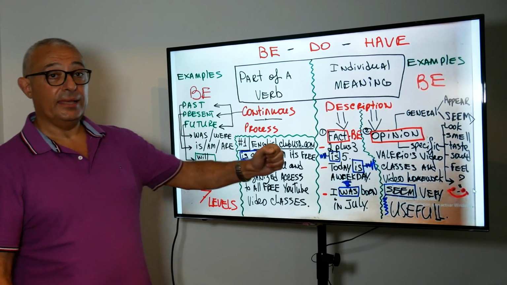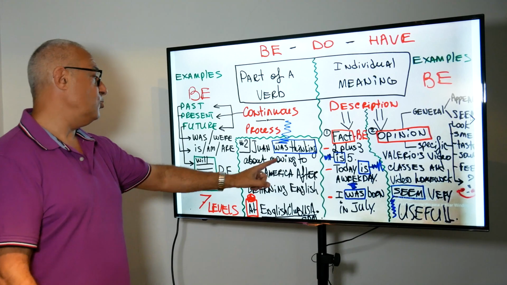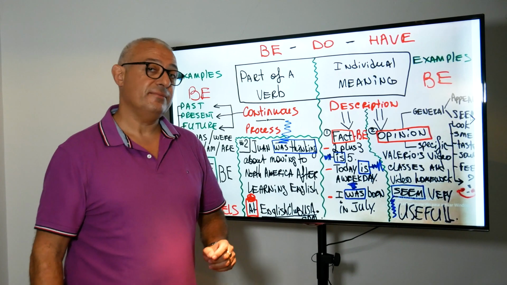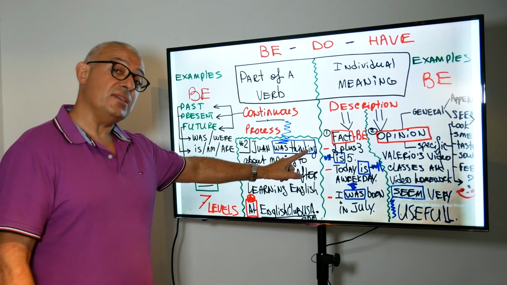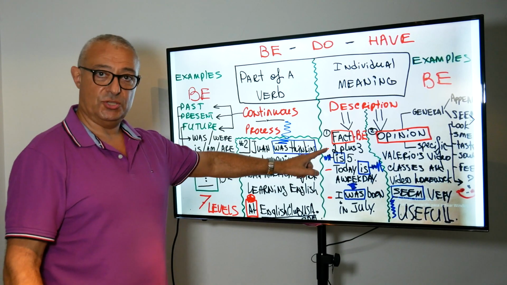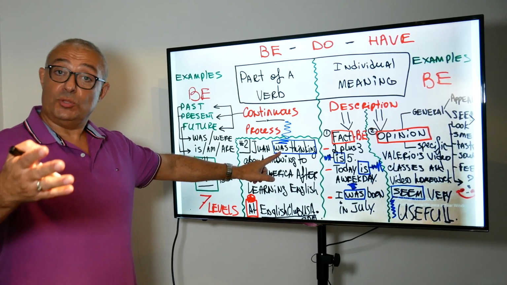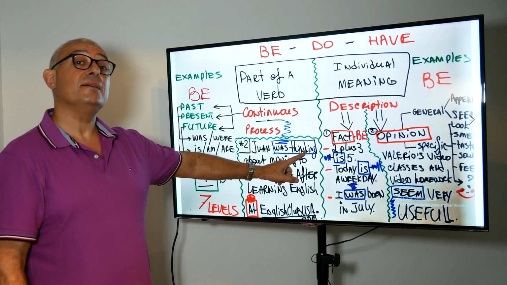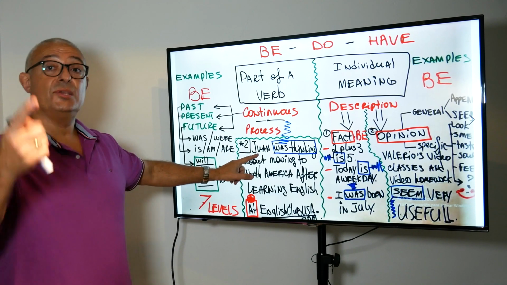Let's take a look at another example. In the second case, Juan was thinking about moving to North America after learning English at English Club USA. So in this case, the verb is was thinking. Again, thinking is a process because it has an ing, and because it has an ing, you must use verb to be. But in what way? Is it a past, a present, or a future? Well, that tells me that thinking, the process, is in the past. And it tells me that Juan is one person.